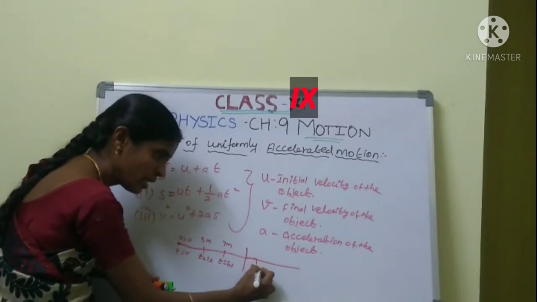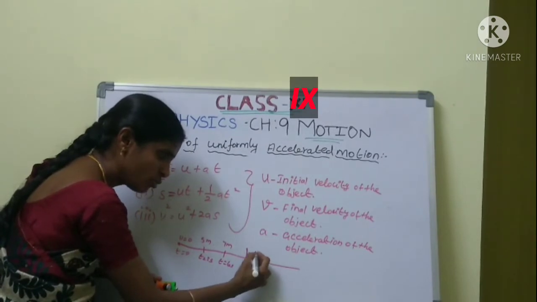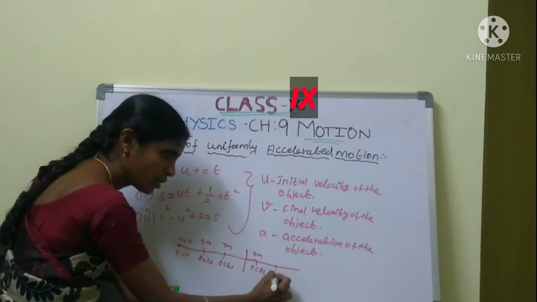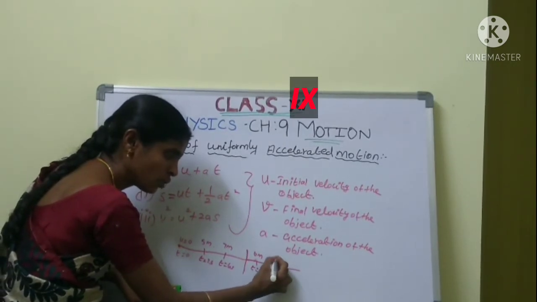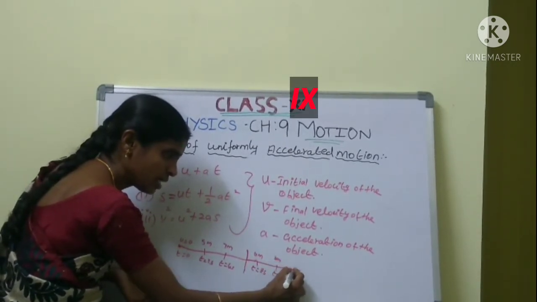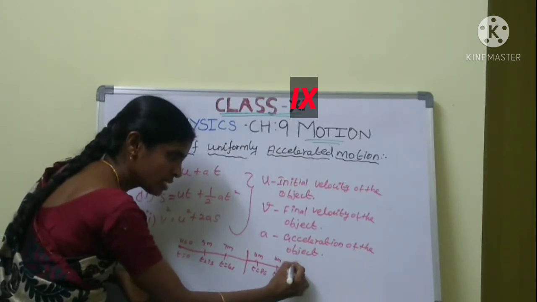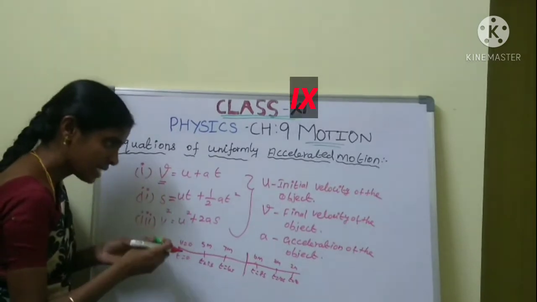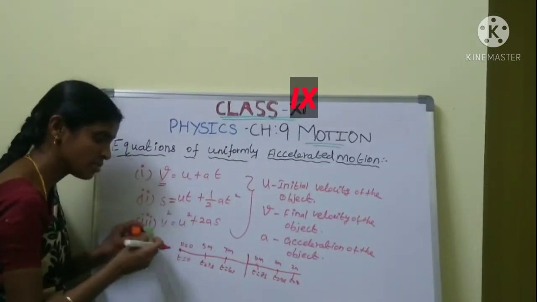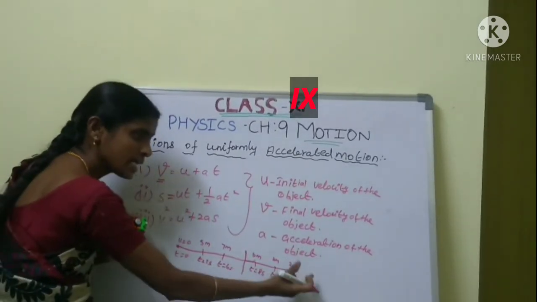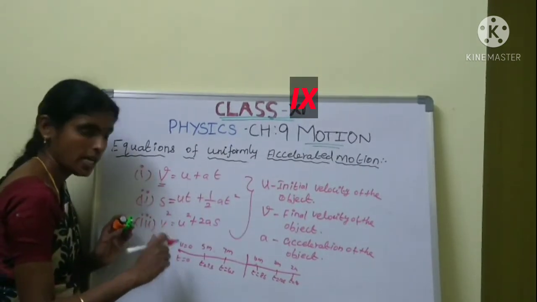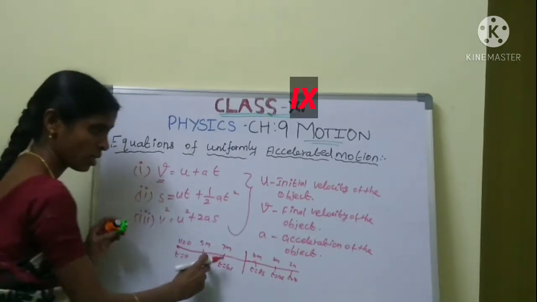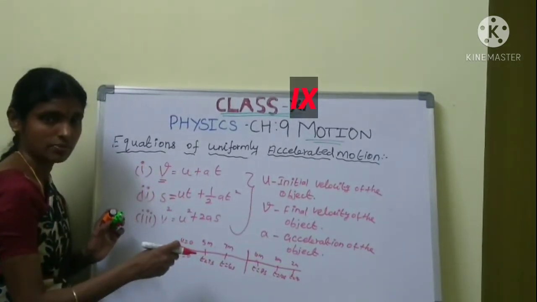t equal to 8 seconds, the car has moved 6 meters. t equal to 10 seconds, 4 meters. t equal to 12 seconds, 2 meters. That is the acceleration. Acceleration means increasing the velocity or decreasing the velocity of the object. That is called acceleration.